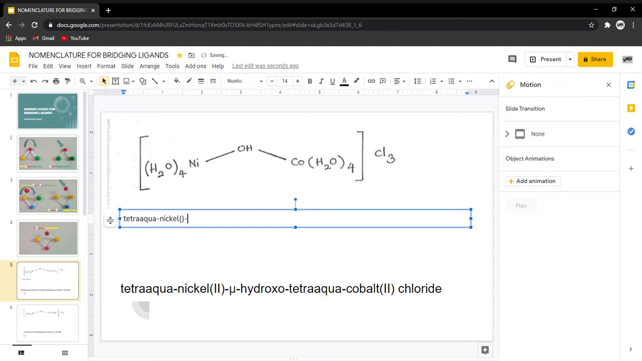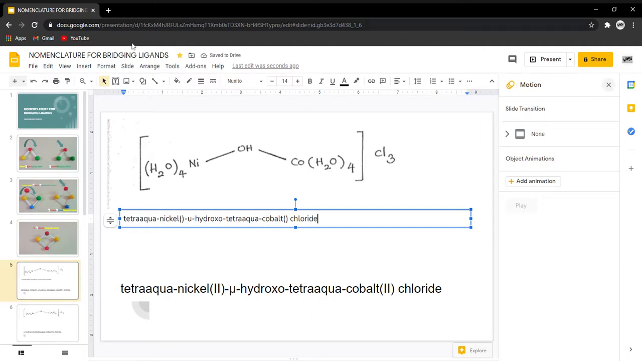Okay, then mu hydroxo, right? Mu hydroxo. Then what group is present on my right-hand side? It is tetraaqua again, cobalt. Open and close the bracket. Leave some space because the chloride ion is present outside the coordination sphere.